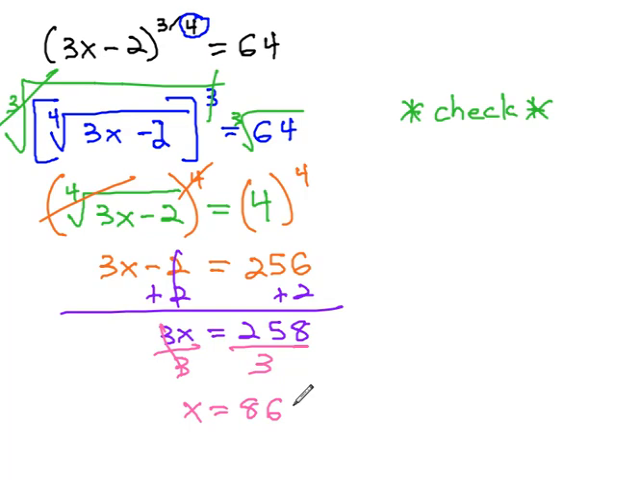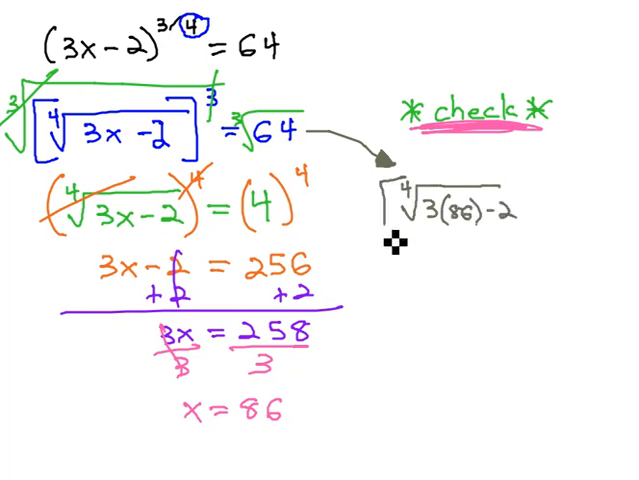However, before we're done, we need to remember we have to check this solution in the original equation. We can check it in that radical form that we rewrote, because we didn't do any math, we just wrote it in a different form. So the original problem was the 4th root of 3x, which is 86, minus 2, all to the 3rd power, hopefully equals 64.